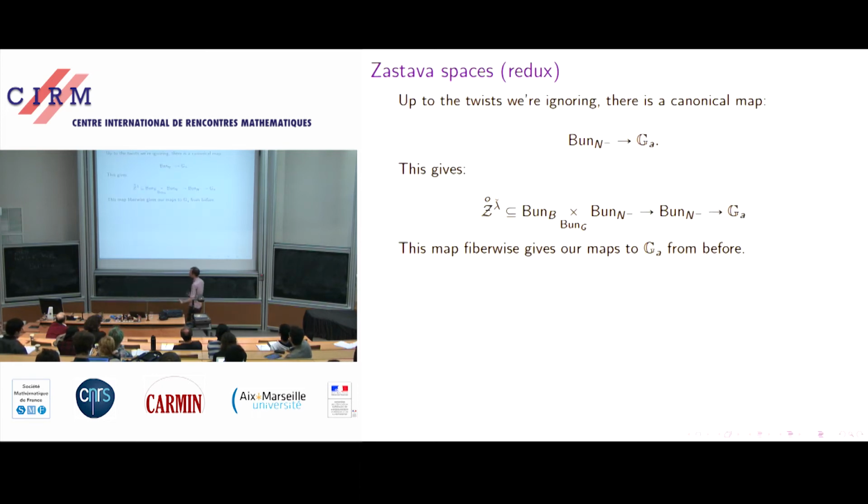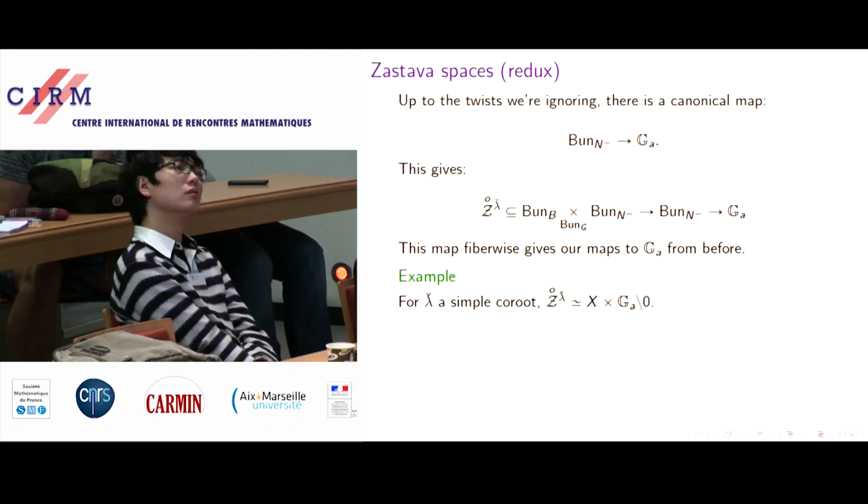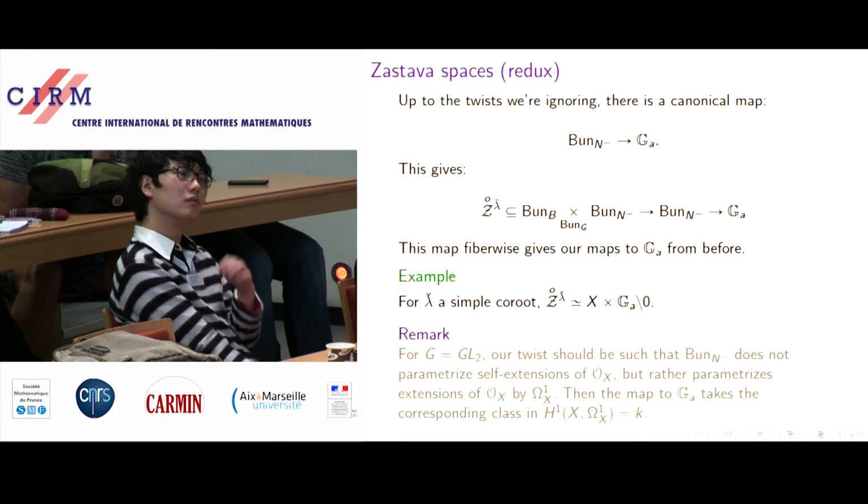OK, so now a global version of our problem. So up to these twists that, again, I'm ignoring, there's some canonical map from the stack Bun N minus to GA. And now that gives a map from this open Zastava space to GA, and it recovers our earlier maps at the level of fibers. So for example, this now gives a description of these open Zastava spaces. So for lambda check a simple co-root, it's just X times GA minus 0 again.